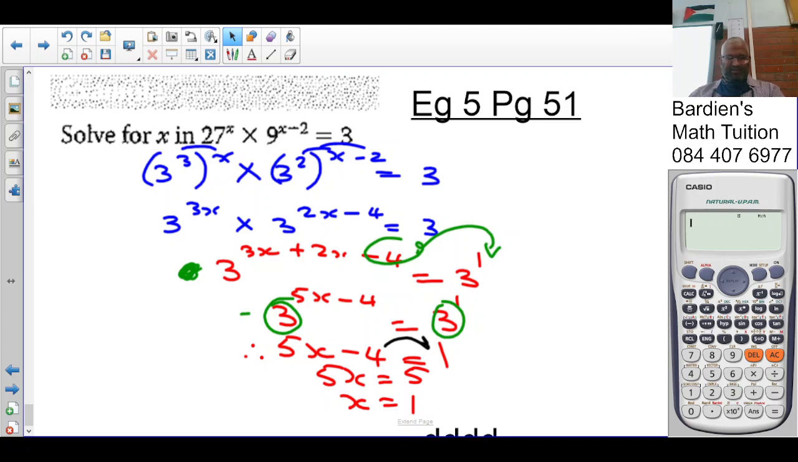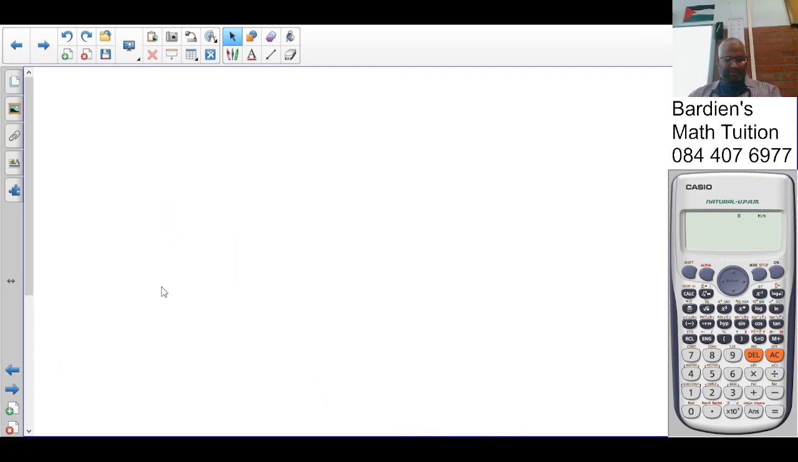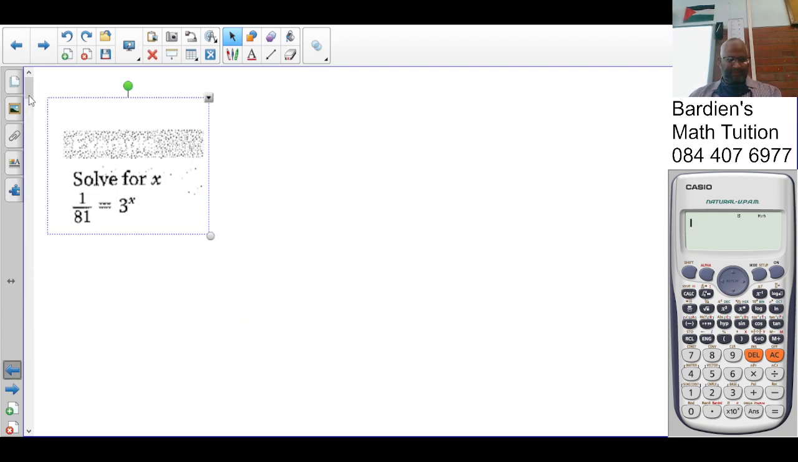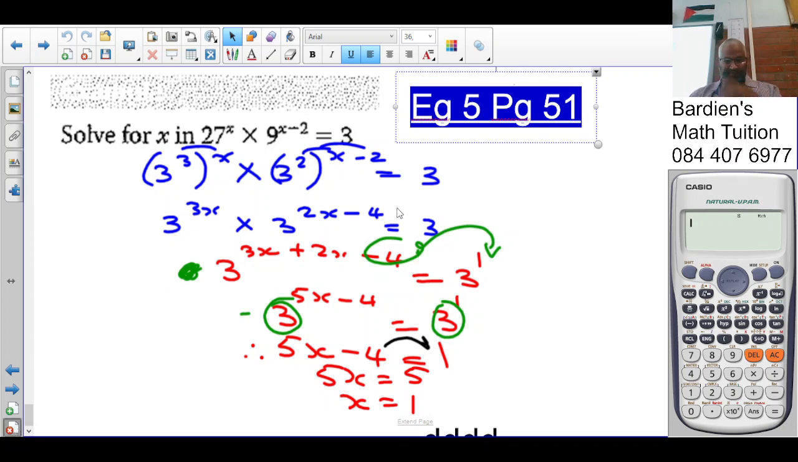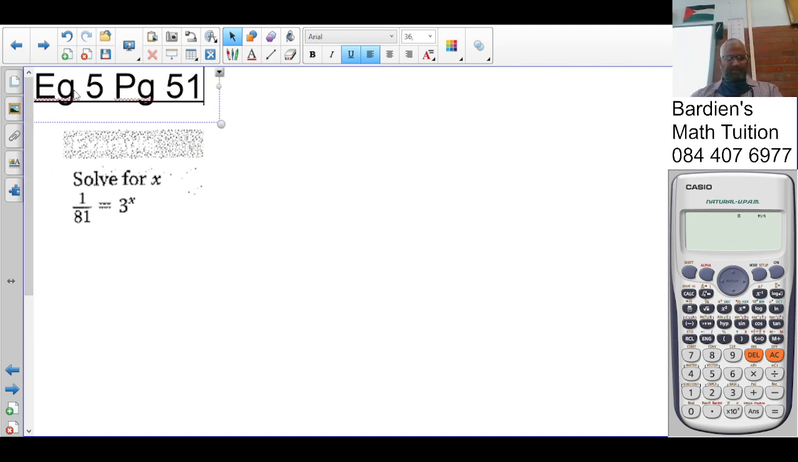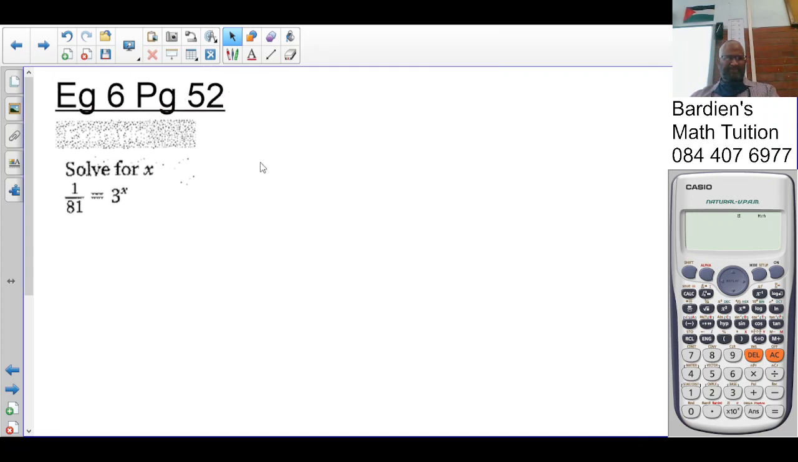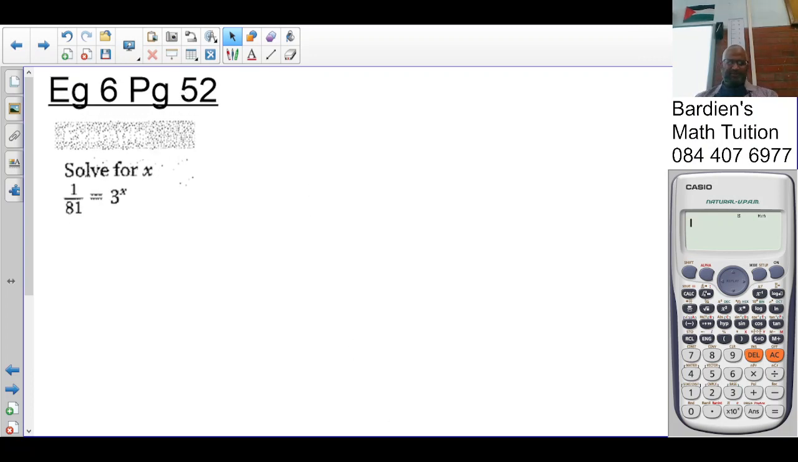Oh, I thought it was the last example. Right, now we're in an example on page. Yeah, a lot of examples left. Must move a bit faster, no? Otherwise, we're not going to get all the examples in. Now we're looking at example 6 on page 52. Example 6 on page 52. Do that one quickly.